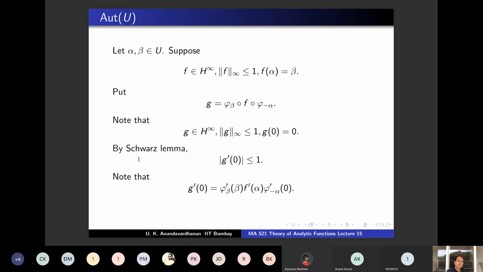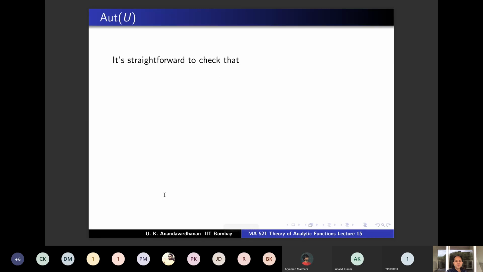I'm skipping the verification. You do that, so you will get g prime 0 equal to this. But you can write down what phi alpha and phi beta are given by formula, so you can write down what these two derivatives are. It's straightforward to check that phi alpha prime 0 is 1 minus mod alpha square, right? You know the formula for phi alpha, therefore you have a formula for phi alpha prime. Check at 0. So you can check that this is 1 minus mod alpha square and phi beta prime at beta is 1 by 1 minus mod beta square.